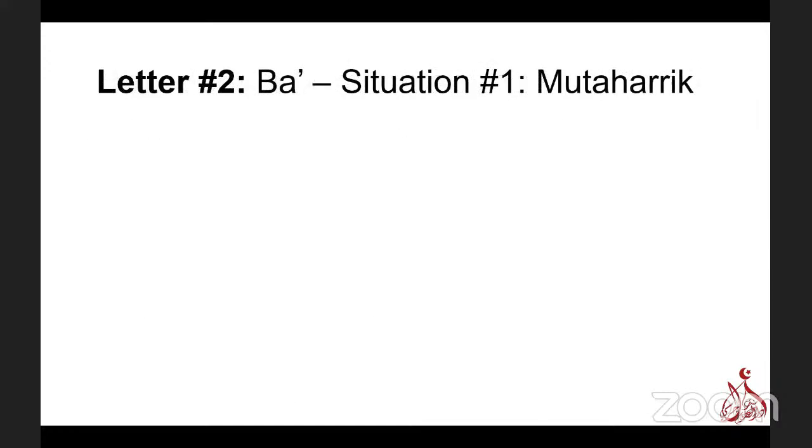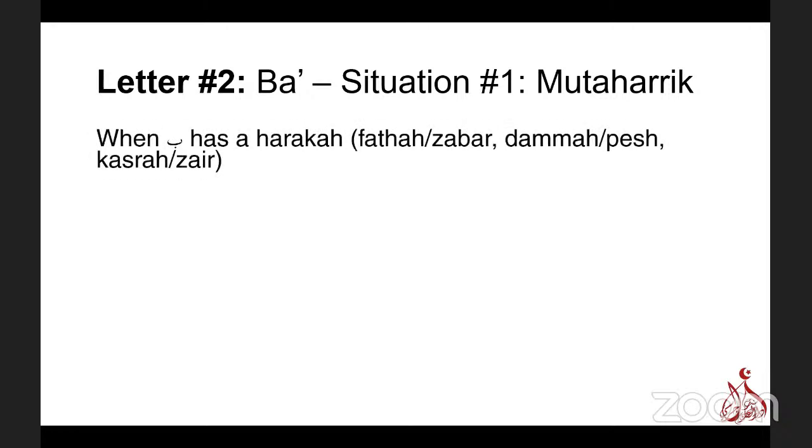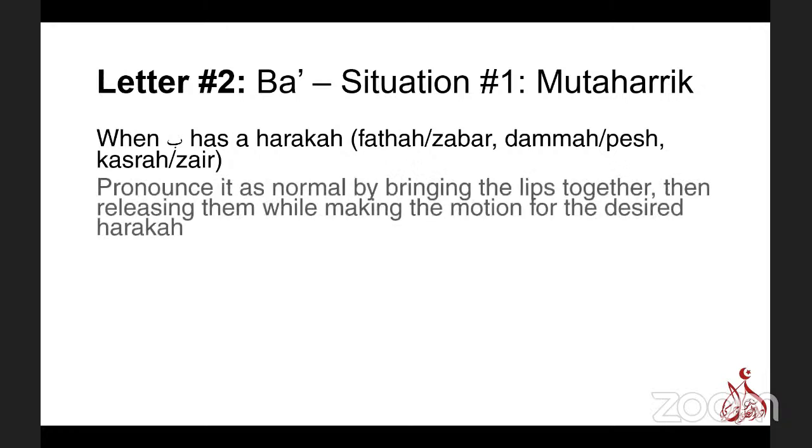Now let's move on to the different situations of a ba. The first one is very straightforward: when a ba is mutaharrik, when it has a fatha, dhamma, or kasra. So when ba has a harakah, when it has a zabar, zir, pesh, we pronounce it as normal. So what are we going to do? As mentioned before, you bring the lips together and then you release the lips. That's how a ba is pronounced. But once you release the lips, you have to make the motion of one of those harakah, depending on whether you want to do a fatha, dhamma, or kasra.